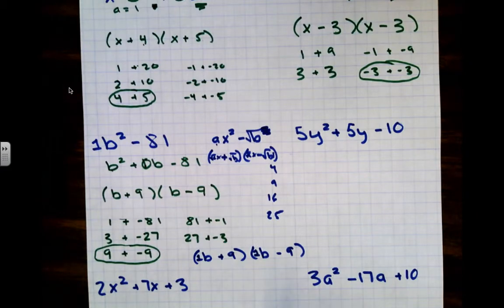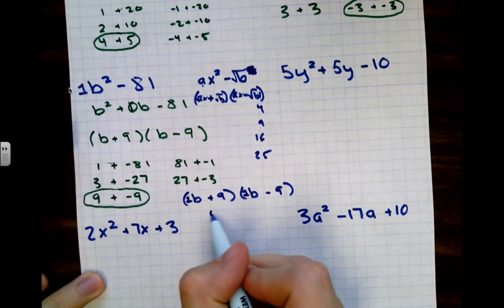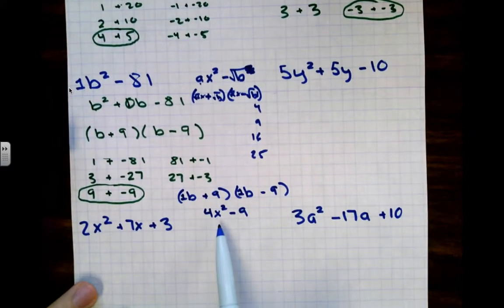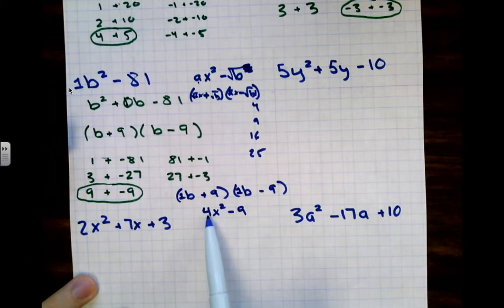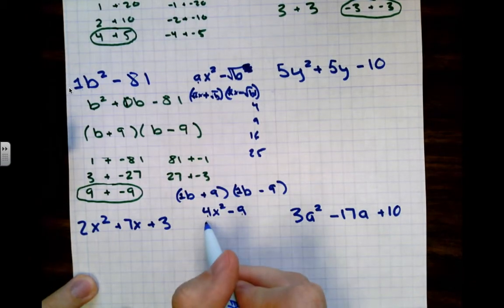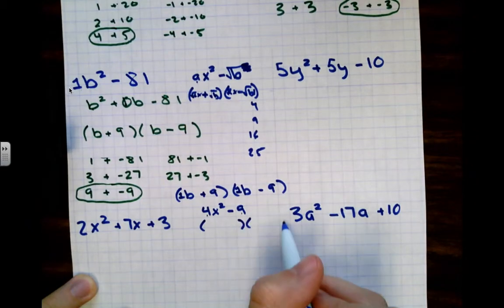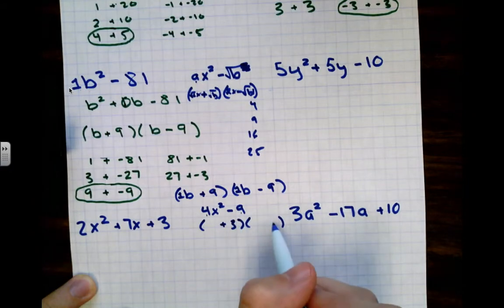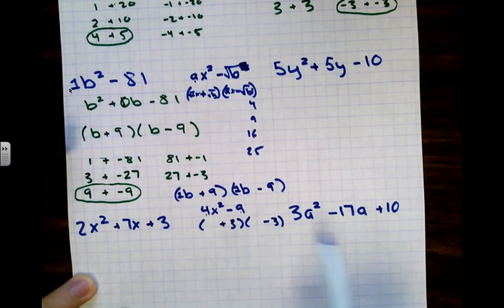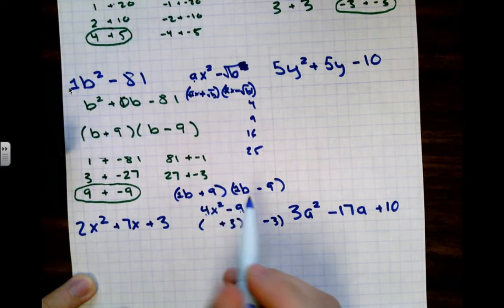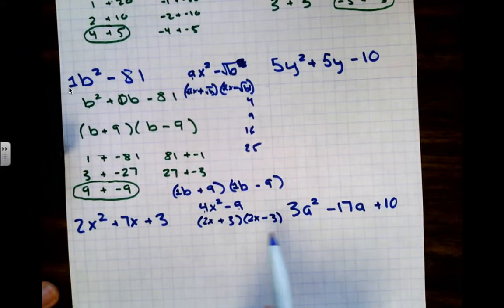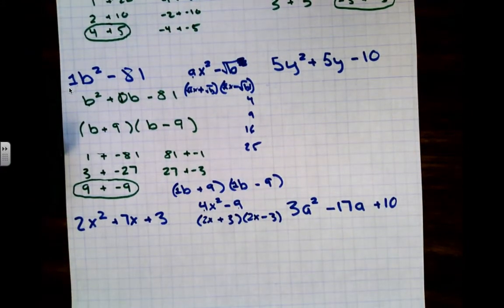If we had, for example, something like 4x squared minus 9, this is going to fall into a special pattern as well. I have a square number here and a square number here. So if I factored that, the square root of 9 would be 3. So I'm going to have plus 3 and minus 3. Now when I take the square root of 4x squared, it's going to be 2x and 2x. And this is something that we'll go through and prove why it works in class.